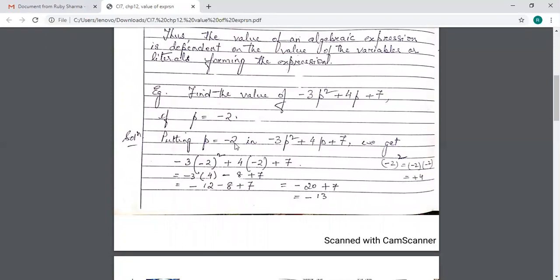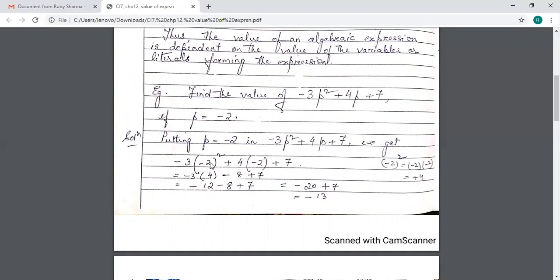That means p into p, that is going to give you minus 2 into minus 2. So that will make a difference in the sign. So that you have to be careful. Plus 4, the p value is minus 2 here, then plus 7. Now after this, it is minus 3 goes stepwise.